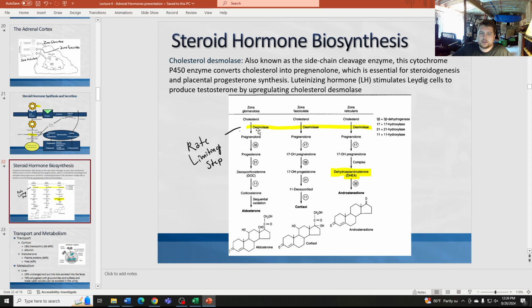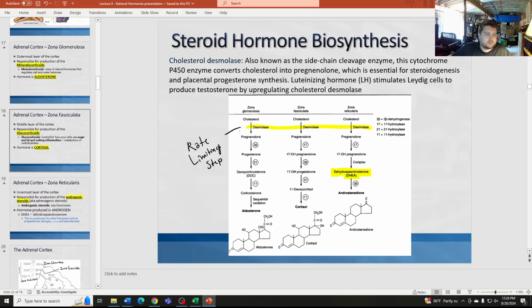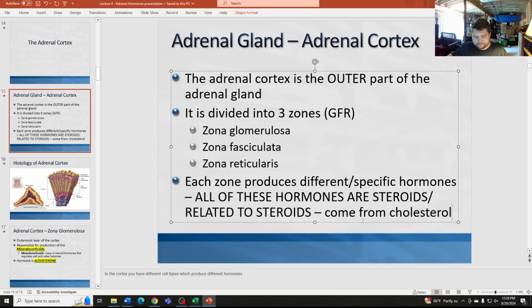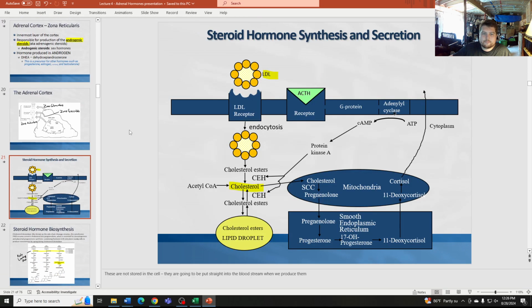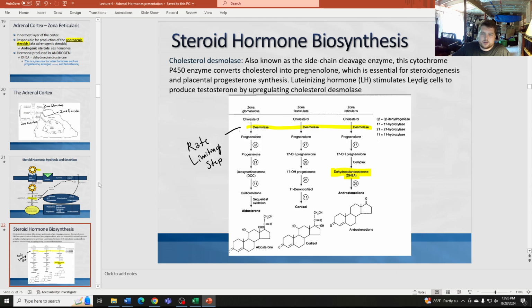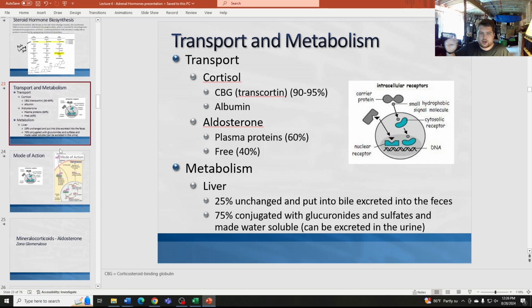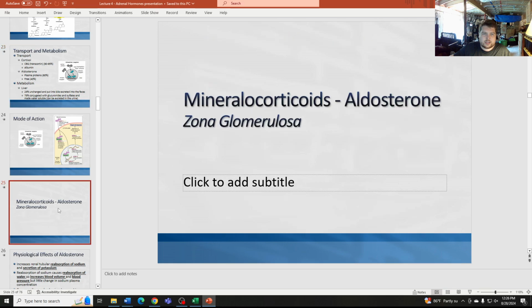As well as we have desmolase, which is the enzyme that is our rate-limiting step in each of these zones. And so everything is coming from cholesterol, which is why I say that they're all essentially steroid or steroid-related hormones. So all of these are coming from cholesterol. These couple of slides are just going to touch on these. We'll get more into the specifics as we go and dive into each individual hormone.